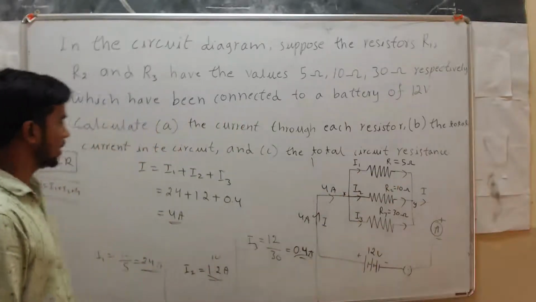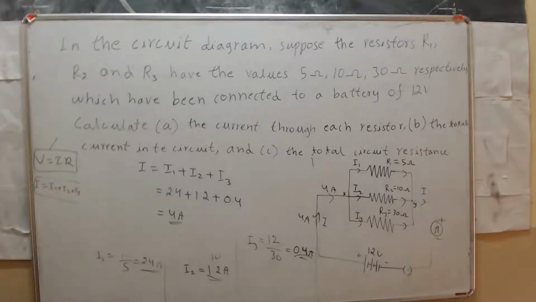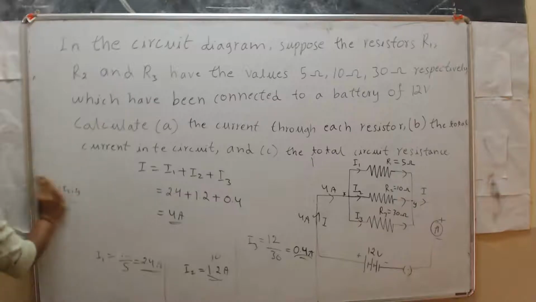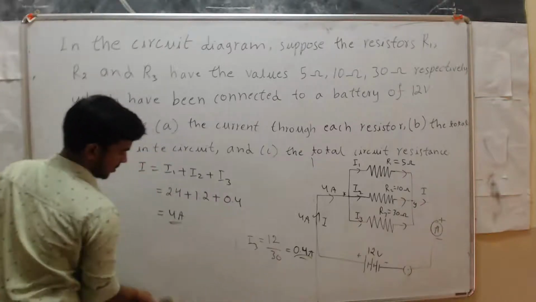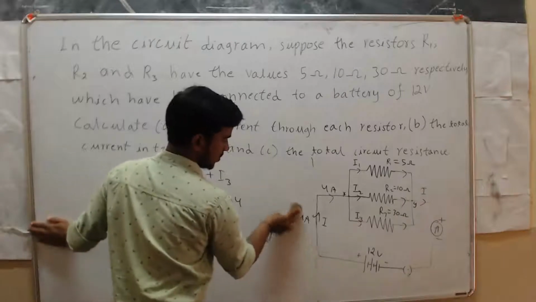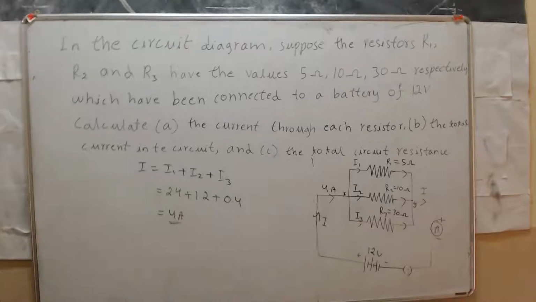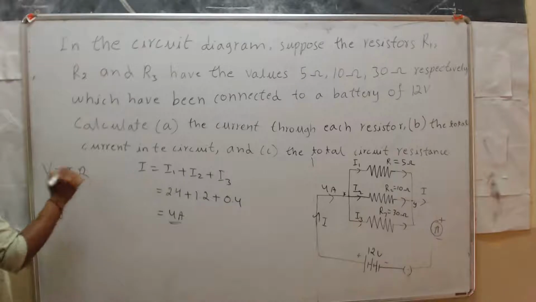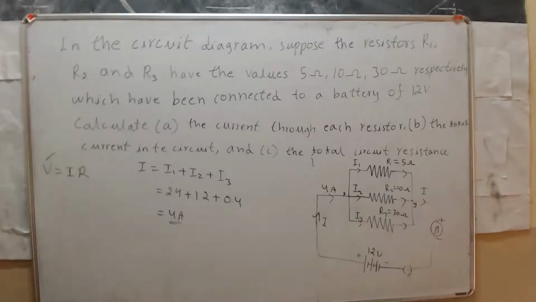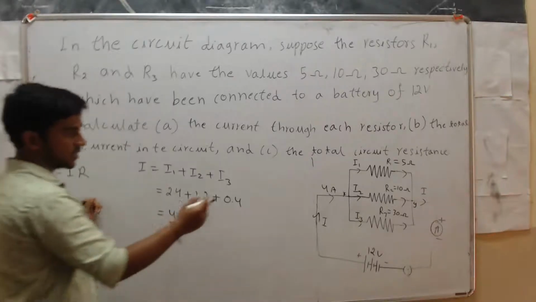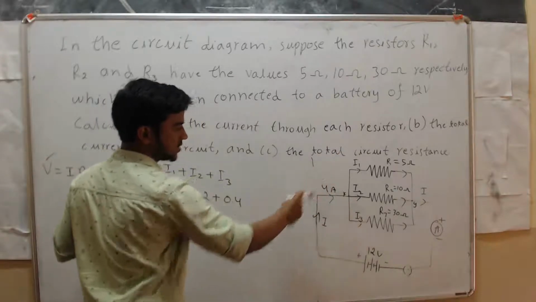Okay, so next one, the total circuit resistance. Here also, you can calculate using this formula, V equals I into R, because already you know the voltage, that is 12 volt, and you calculated the total current, that is 4 ampere. You can use this one, or you can use this one, to find total resistance. Now see here, all the resistors are in parallel, right?